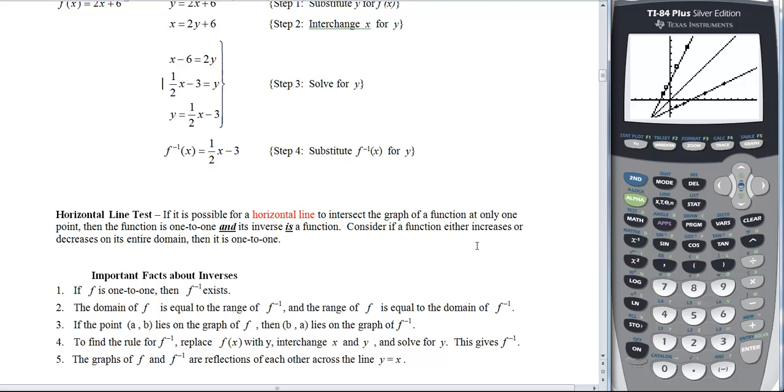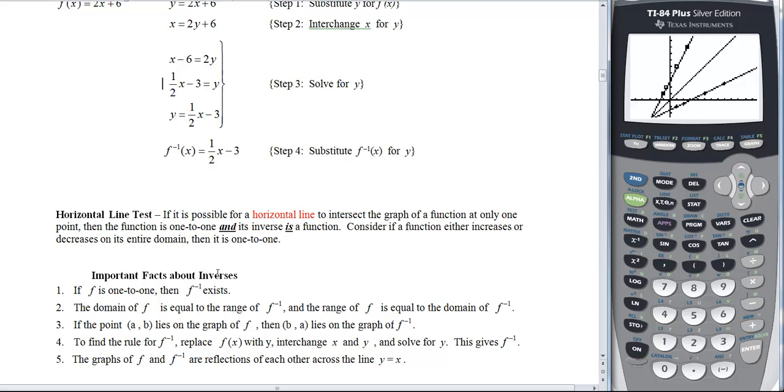Consider if a function either increases or decreases on its entire domain, then it is one-to-one. Now there are some problems normally that they will modify or restrict the domain so that you will have a function. So that's just something to consider, to think about. Probably look at the homework and you'll see.